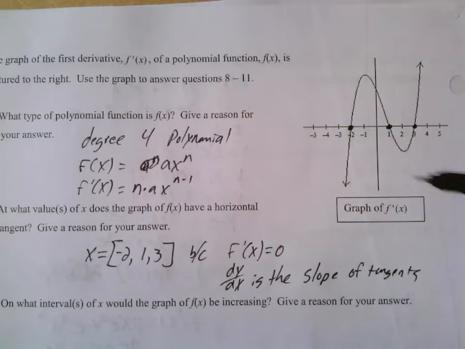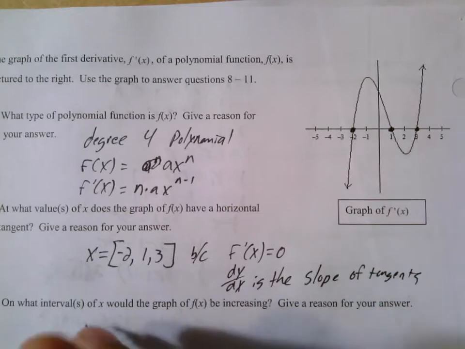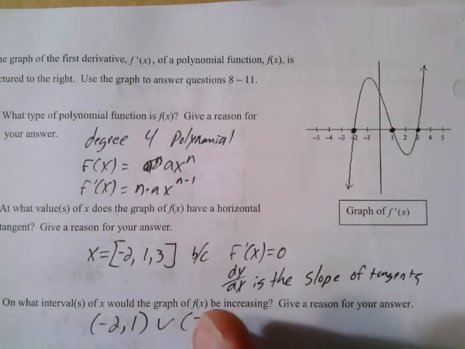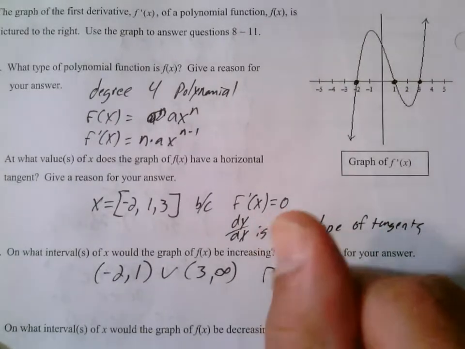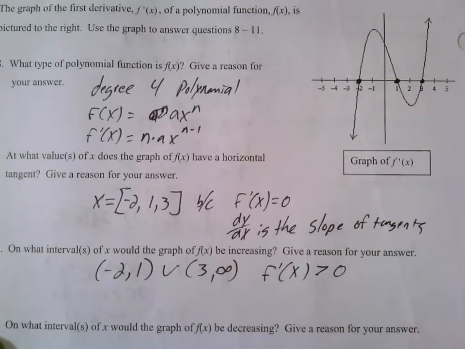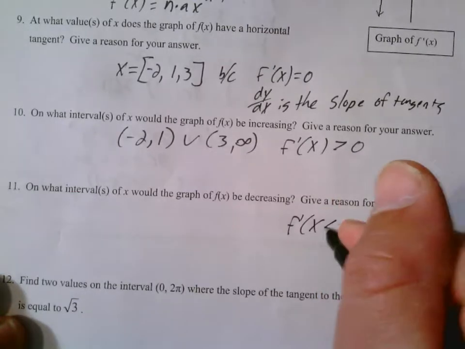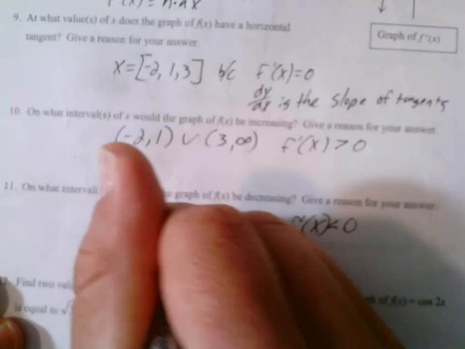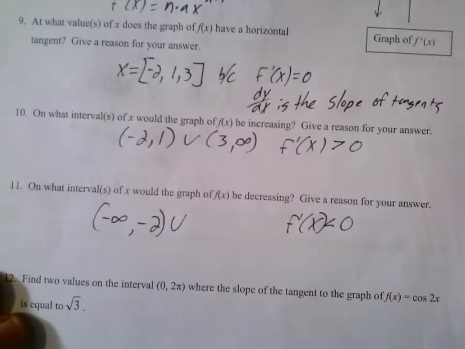I want interval where my original graph be increasing wherever this is above the x-axis, so between -2 and 1, and between 3 and infinity. Because f prime of x, this is all you need to know, is greater than 0. Decreasing, you'll need to know this as well, because f prime of x is less than 0. So where does that happen? Negative infinity to -2. And 1 to 3.